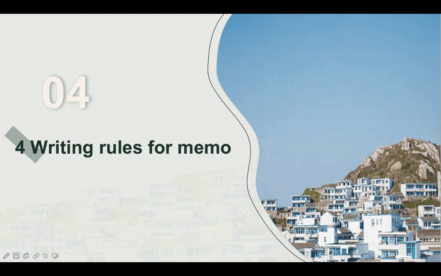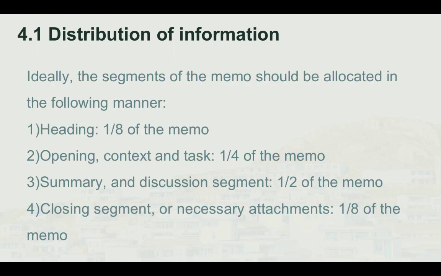For writing a fine memo, you are expected to master the writing rules for memo. Distribution of information. Ideally, the segments of the memo should be allocated in the following manner. 1. Heading, 1/8 of the memo. 2. Opening, context, and task, 1/4 of the memo. 3. Summary and discussion segment, half of the memo. 4. Closing segment or necessary attachments, 1/8 of the memo.